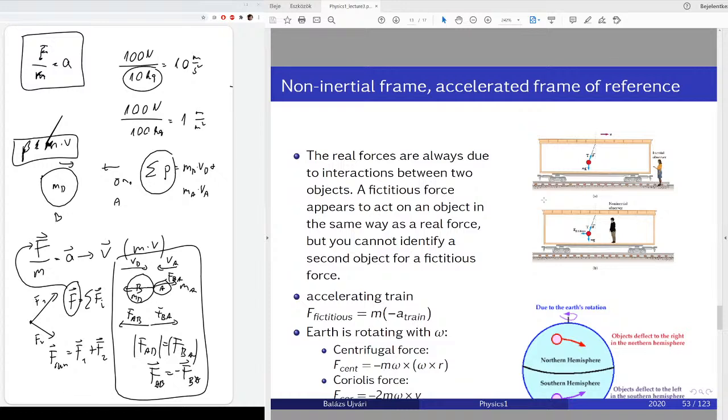The simplest non-inertial force is the accelerating train or accelerating cars, but there are also forces we can feel less, but if we observe a flying particle on the surface of the Earth, you can see the centrifugal forces or Coriolis forces.